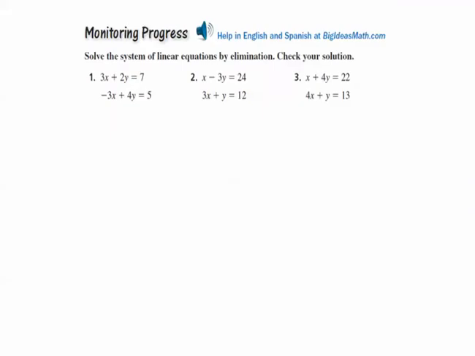All right, so we have three systems of equations here. With the first, we see that we can simply add down and one of the variables will be eliminated. So when we add the two equations, we're going to get 6y is equal to 12, which means that y is equal to 2. We're going to take that value and plug it into the first equation.